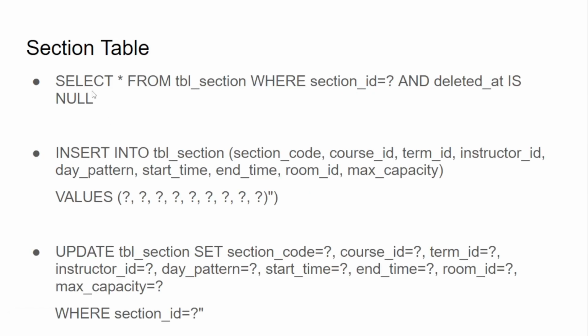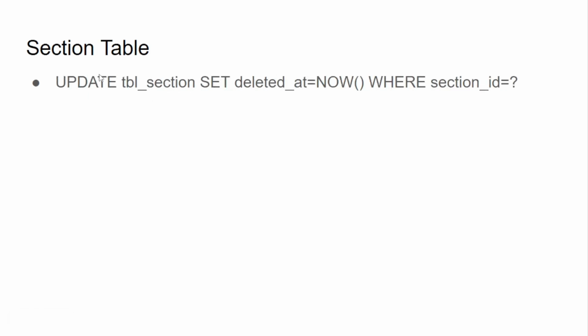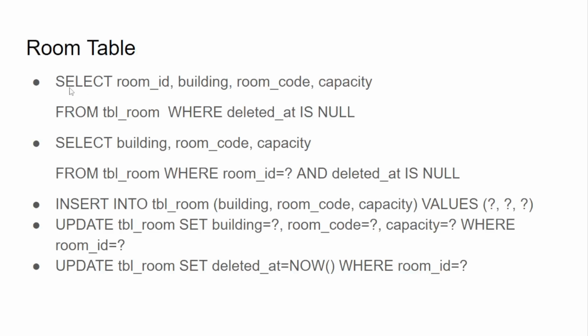And then same with the student, we got the select statement where we can get all the values from the section, and then we can also insert some values to the section table depending on the user value. That's why you can see question marks. And then update, same as the student table, and delete, which is the same implementation as the student table. And then next we got the room table.